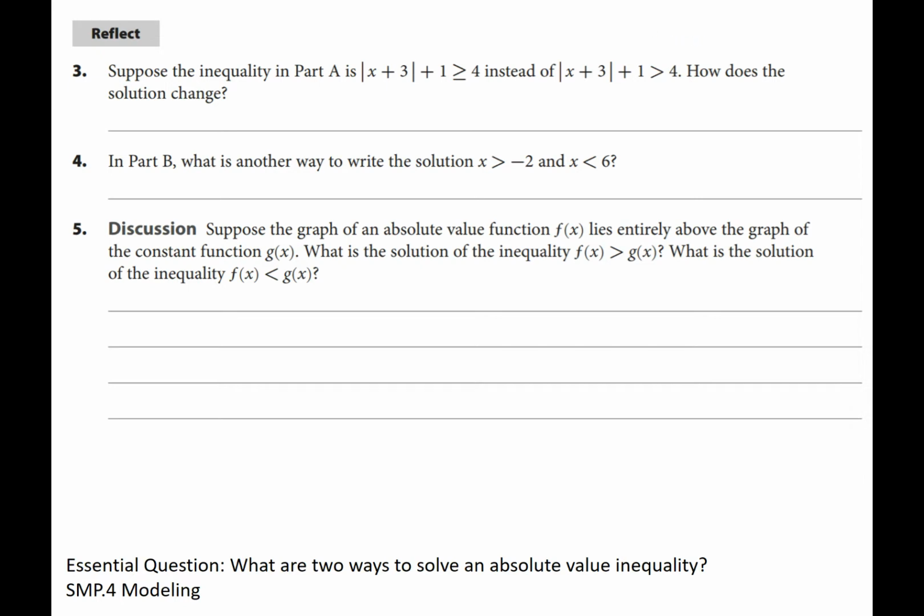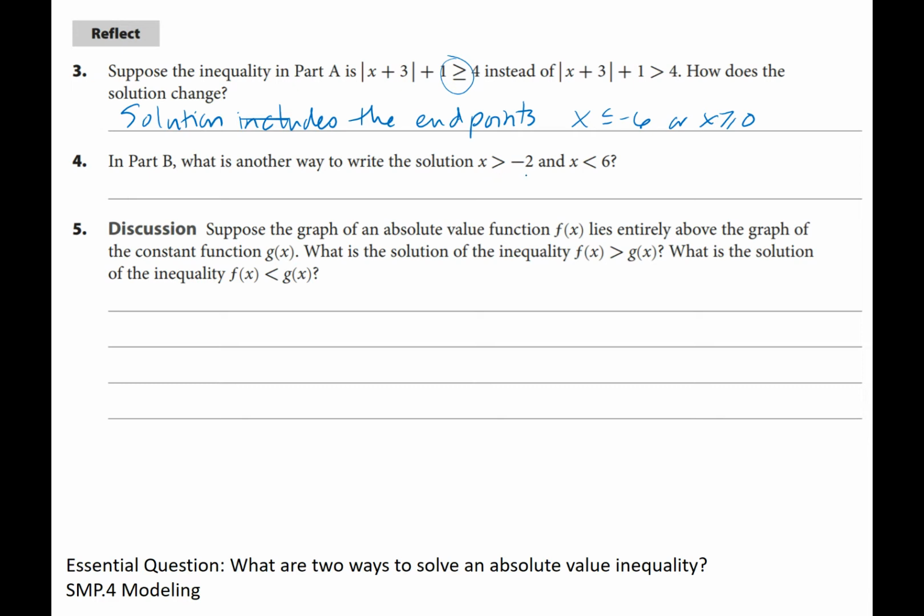Well, that means that the endpoints now actually get included in the solution because we actually have the equal to part. So the solution includes the endpoints. So that means that the new solution would be x less than or equal to -6 or x greater than or equal to 0. In part B, what is another way to write the solution?